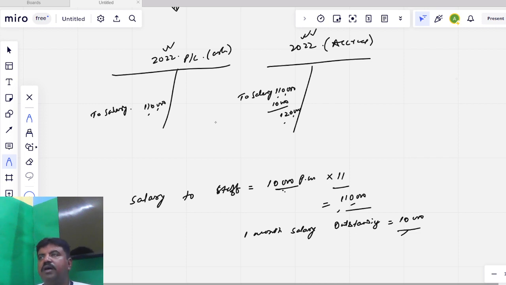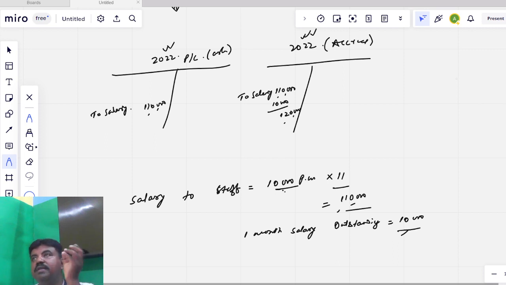Okay, so cash basis of accounting considers only cash. If you have paid cash, that is expense. If you have received cash, that is income. But accrual basis says you are accounting for 2022, so anything that relates to 2022, whether it's paid or not, has to be considered in 2022. Any income that relates to 2022, whether received or not, has to be considered as the income of that year. So accrual basis is rather more logical than cash basis.